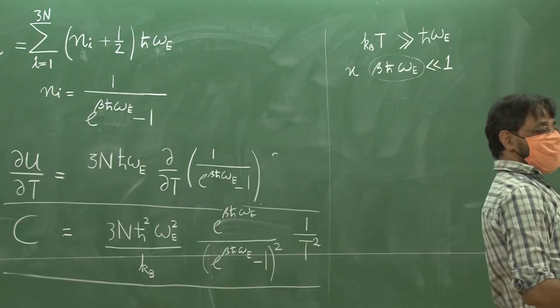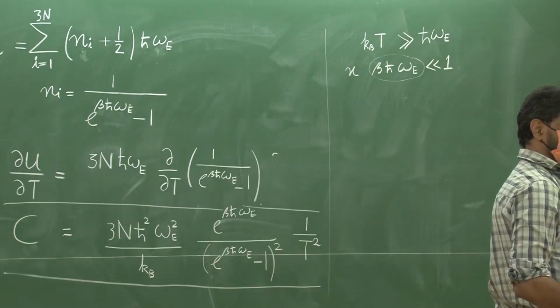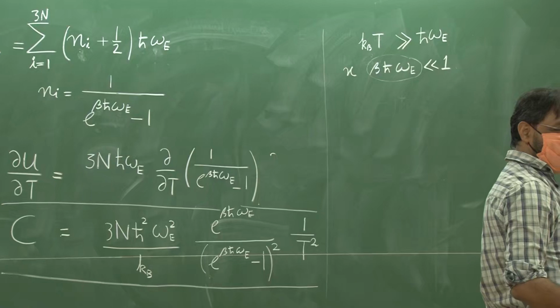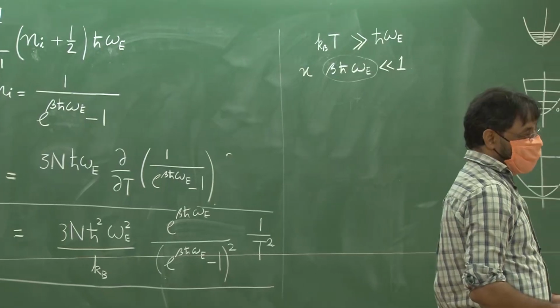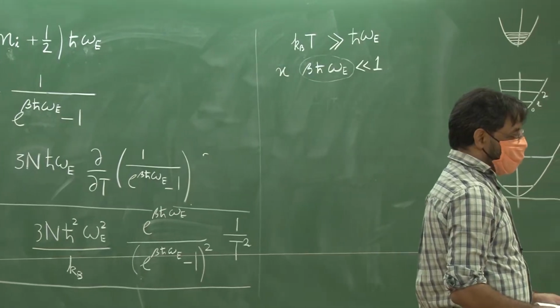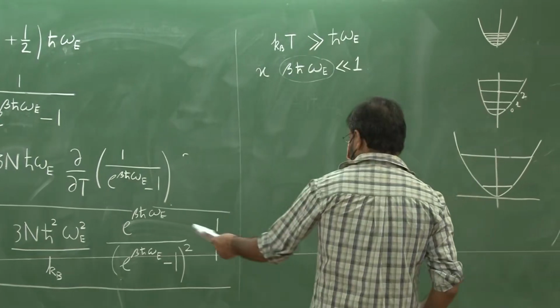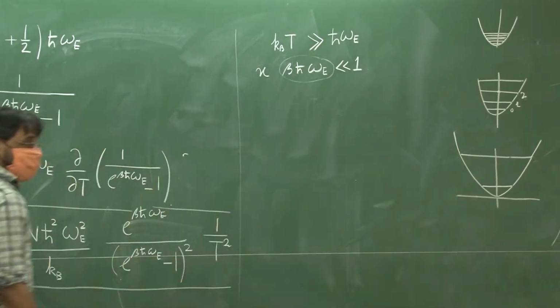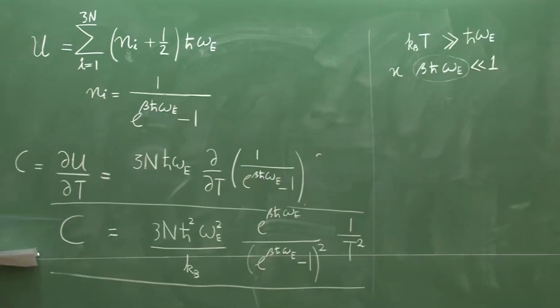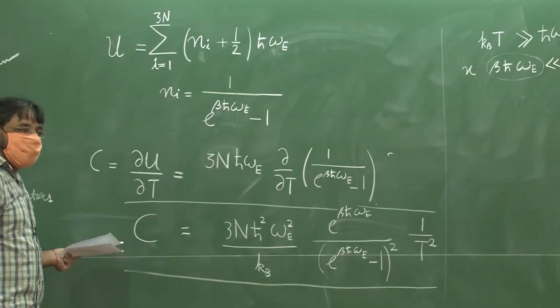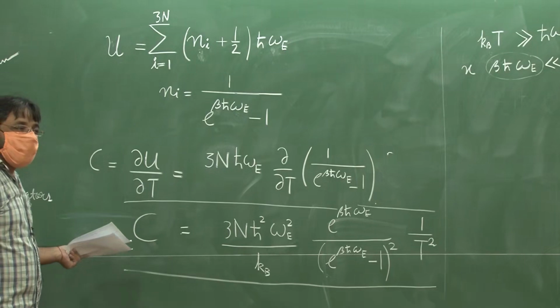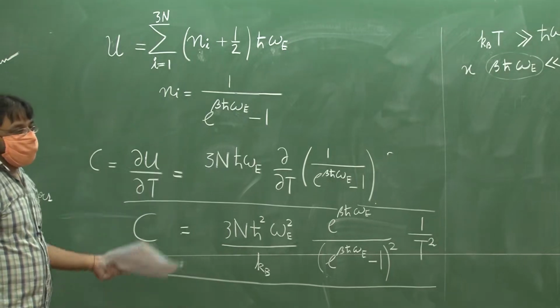3NkB is the correct answer. Taking n equal to N_A, it will become 3R joule per mole. So right now the expression that we have is not for the specific heat, but for the heat capacity, because we haven't fixed the number of atoms. The moment you fix them to 1 mole, then you get 3R.